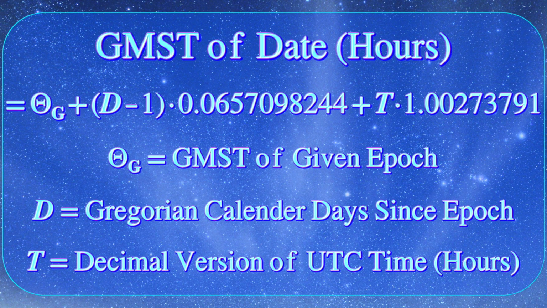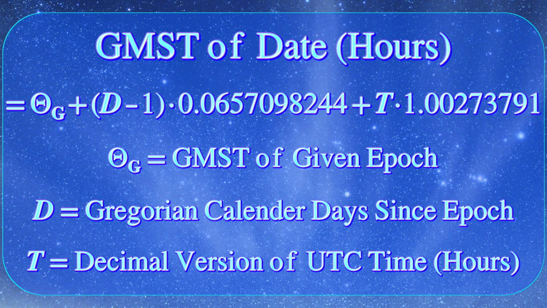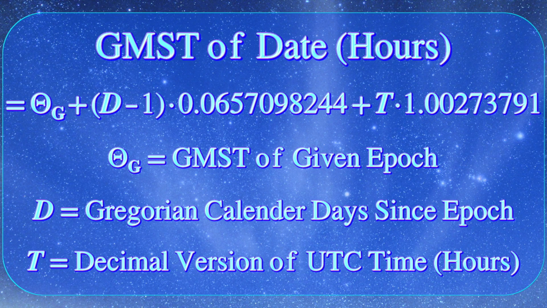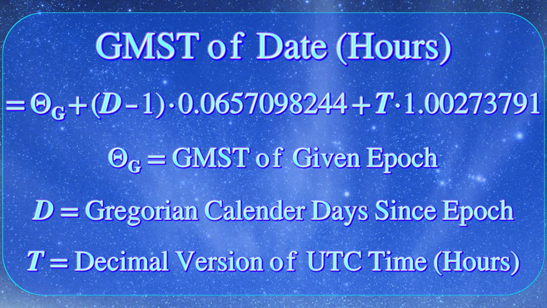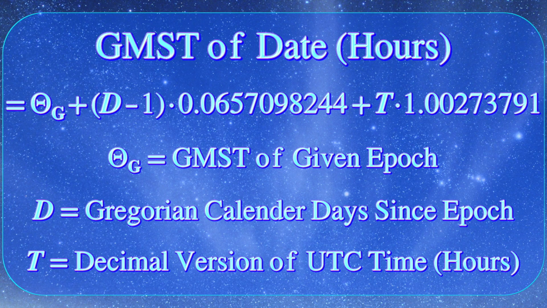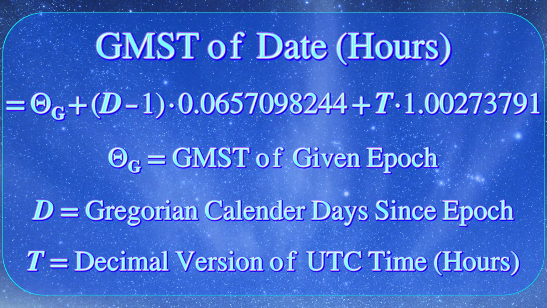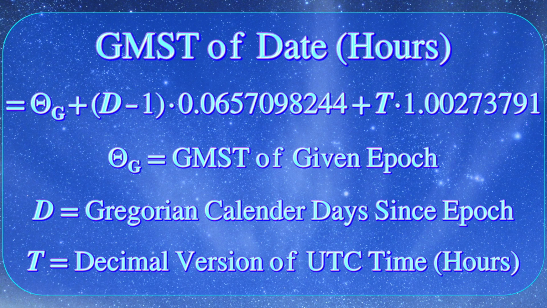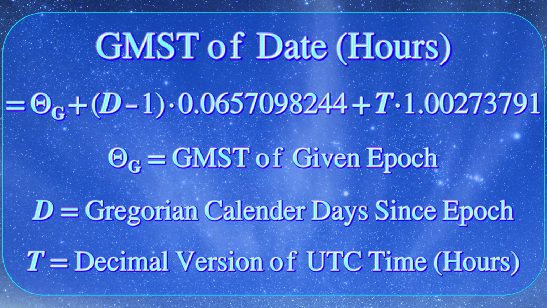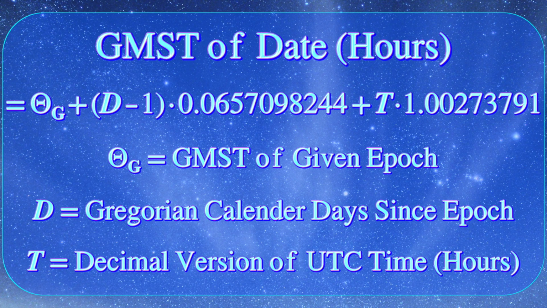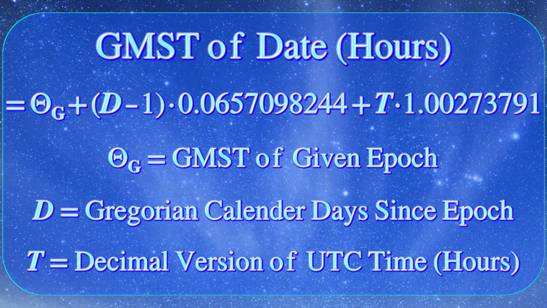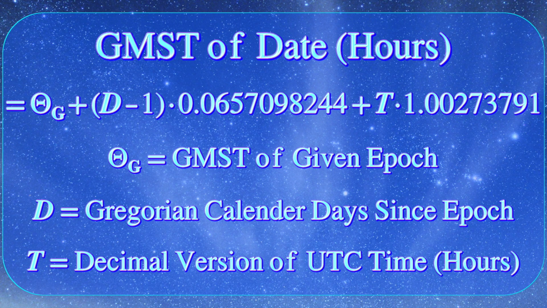Once the GMST of a specific epoch is known, the GST of a given date can be calculated by multiplying the number of calendar days which have passed since the given epoch minus 1 by the difference between a solar and sidereal day, which is about 0.065709824 hours per day, and adding the result to the GST of the given epoch.